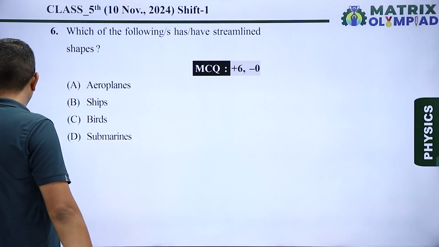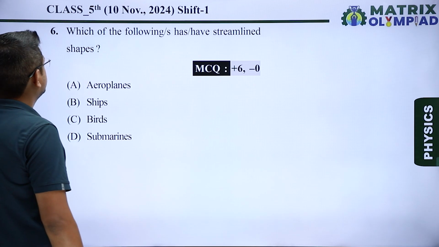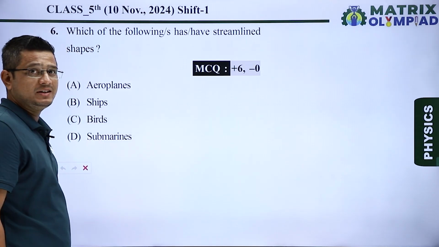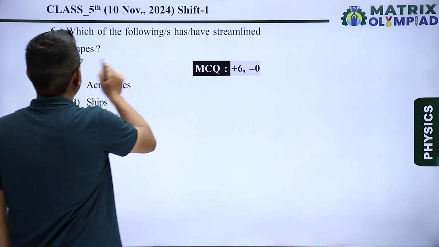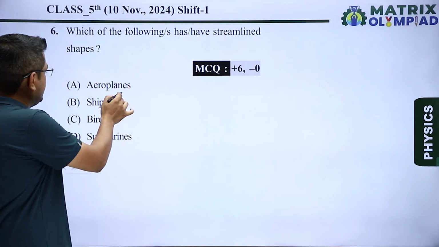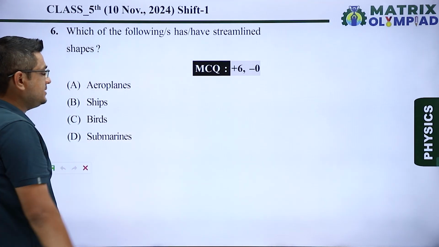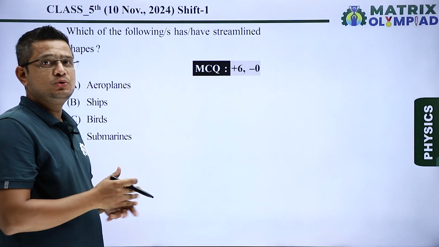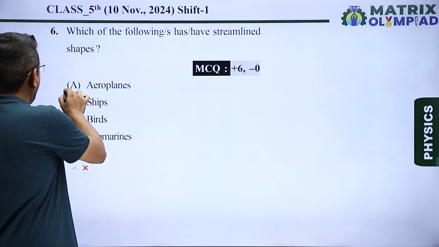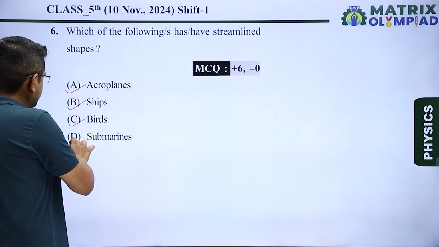Next question, question number 6. It may have more than one correct answer. Which of the following have a streamlined shape? As we know, aeroplanes, ships, birds and submarines are streamlined in shape to remove or reduce friction. So all the 4 options are our correct answer.